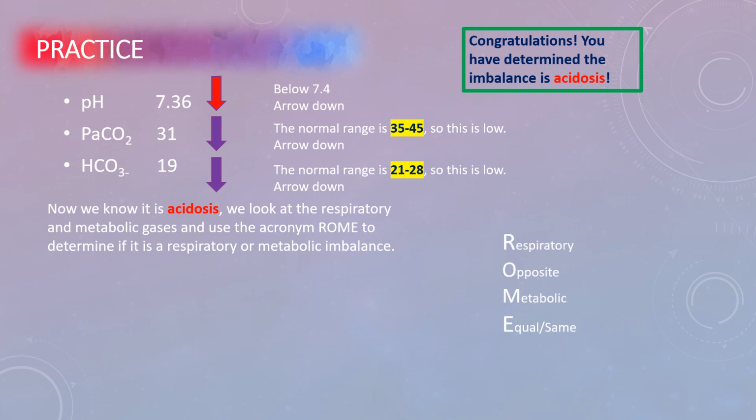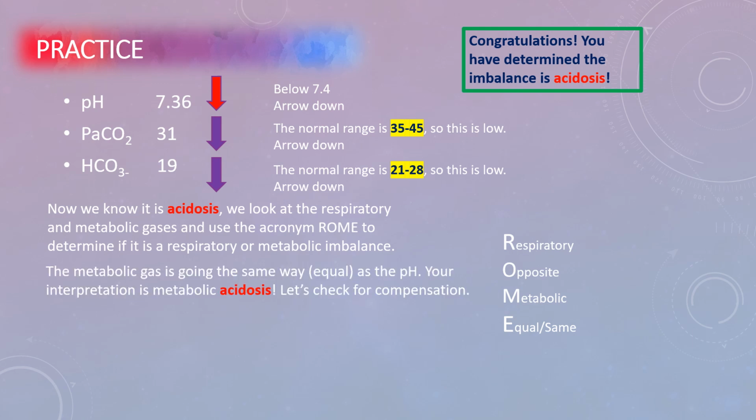Now we use the acronym ROME to determine if it is a respiratory or a metabolic problem. The metabolic gas is going the same way as the pH, so our interpretation is metabolic acidosis.